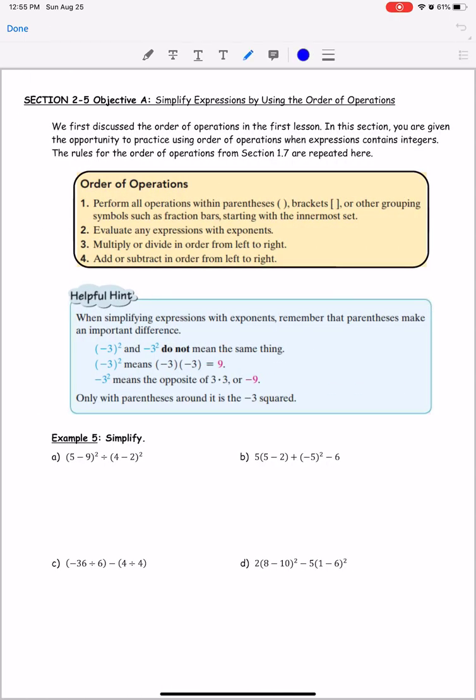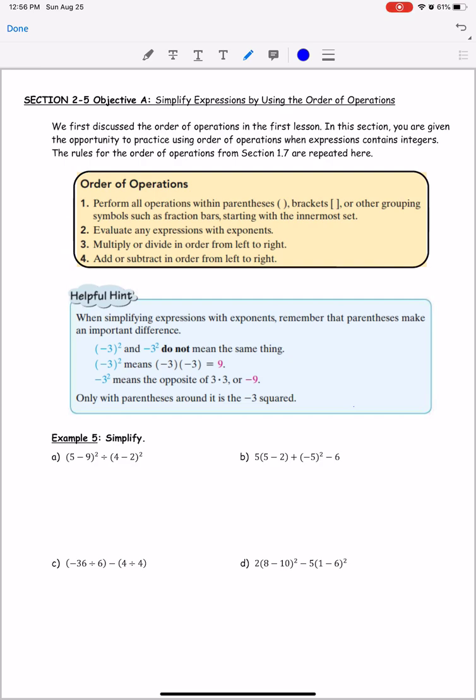So now on to section 2.5. Now we are using all of our integer rules. We're using our addition and subtraction, multiplication and division. We're using our exponent rules here, and also our order of operation rules within all of this. So this is basically a review of everything we have done in this module up until this point.